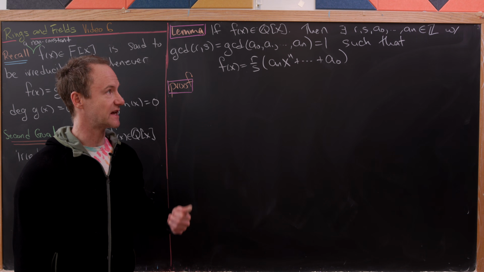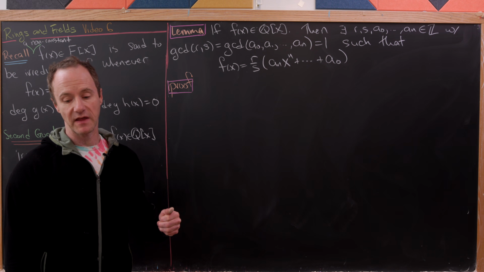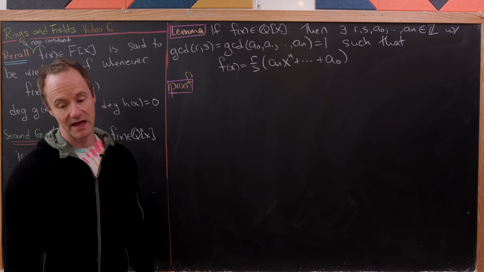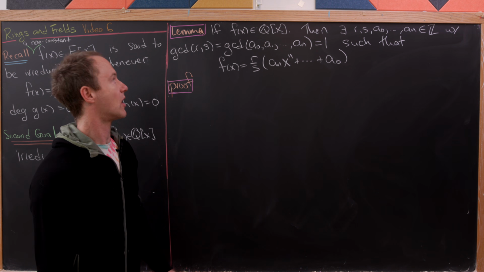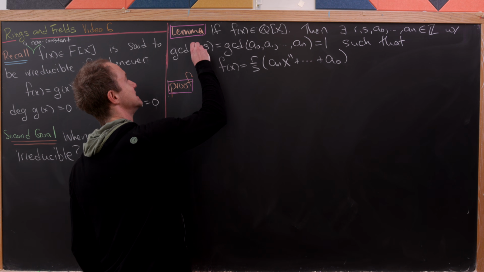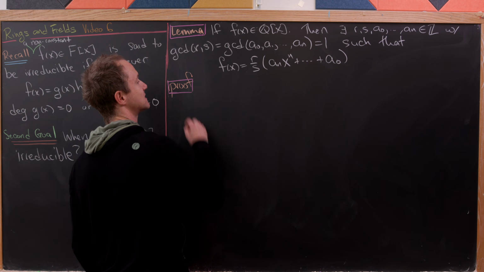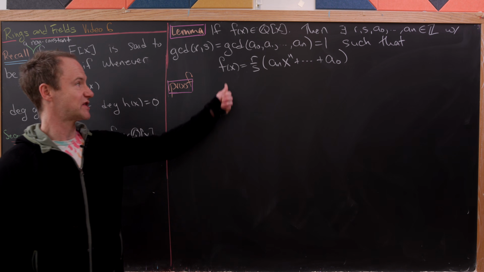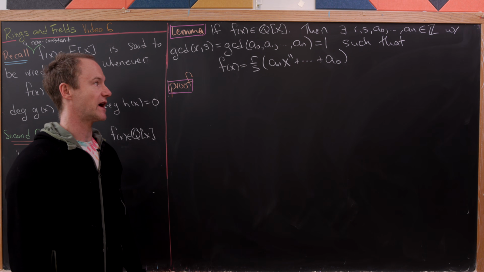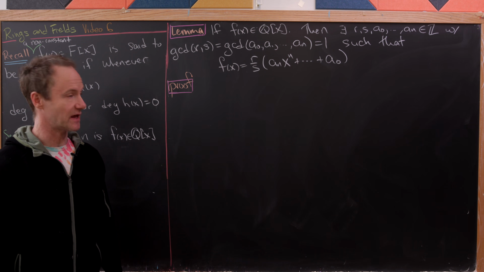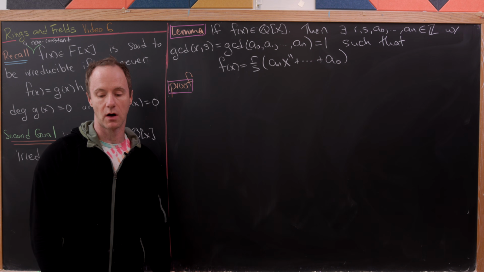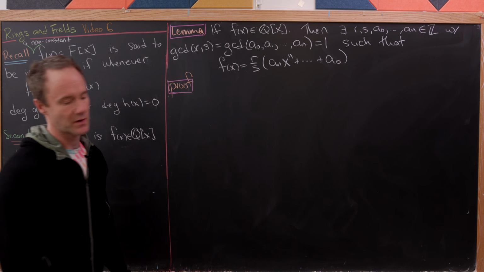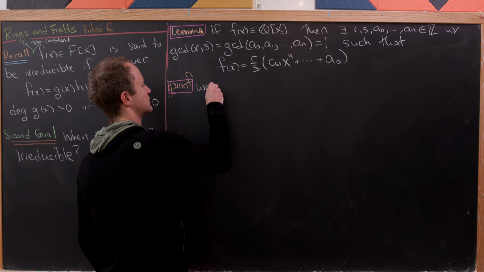Then there exist integers r, s, and a0, a1, up to an, where the GCD of r with s is equal to the GCD of all of the a's, which is 1, such that f of x is equal to r over s times a sub n x to the n plus all the way down to a0. Okay, so let's get to this. This is really just kind of a calculation type lemma.